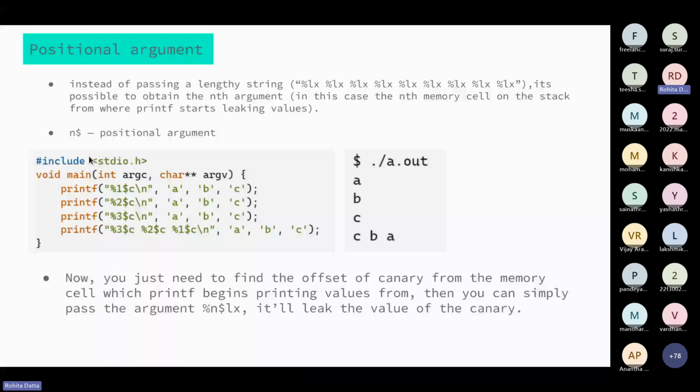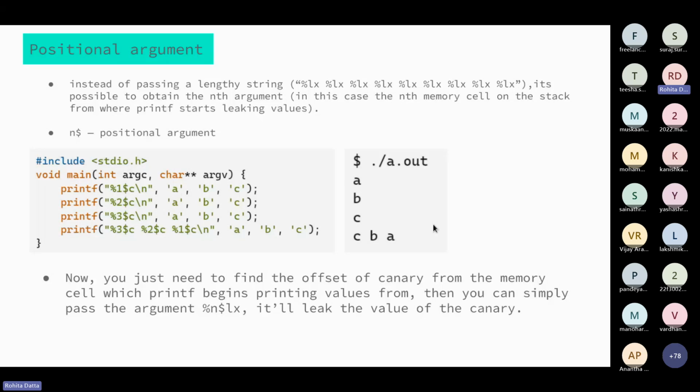Here again, the last printf is a good example. The first $3 is going to tell printf to look at the third argument, and in this case, that's the character C. And then the second format parameter has $2, so it'll tell printf to look at the second argument, which is the character B. So first it prints C, then B, then A. So using this positional argument, you're able to pick which argument you want to print.